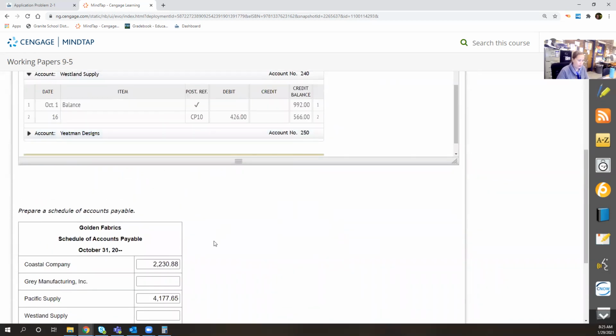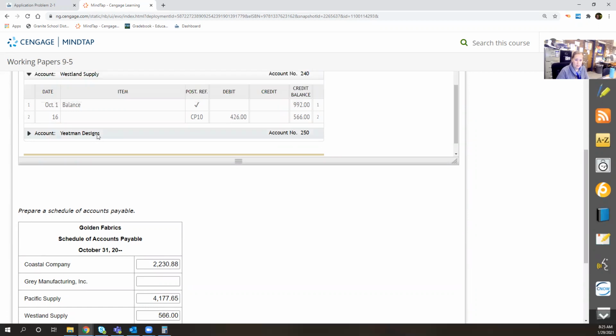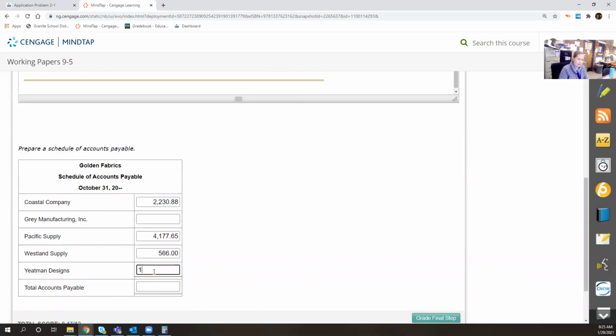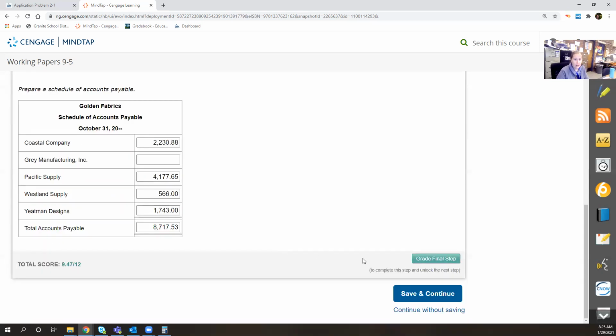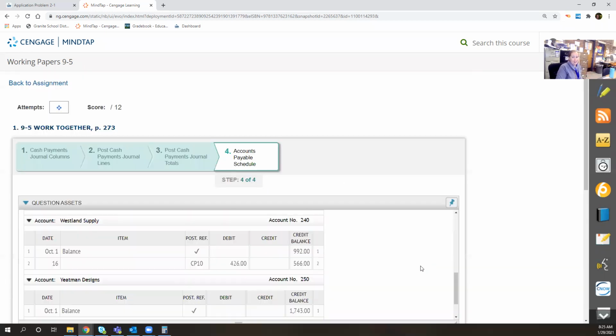We go to Westland. We still owe $566. We go to Yepman Design, and we owe $1743. And then we add all these together to know how much we still owe in accounts payable. And that's the final step. That one is a long section.